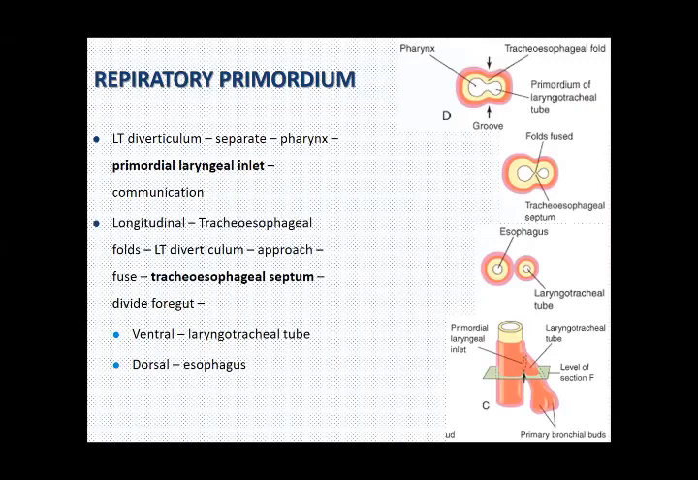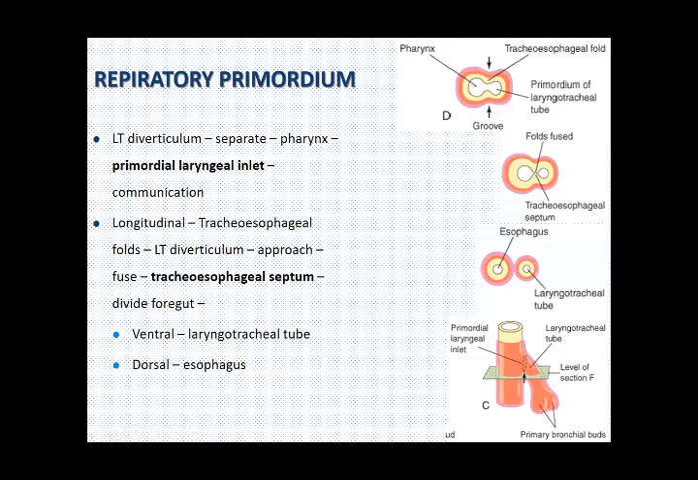अच्छा जी, अब ये जो laryngotracheal diverticulum जो था, पहले तो ये was a long communication. Then as it grows down, the communication becomes narrow. So the communication between the foregut and the respiratory diverticulum या laryngotracheal diverticulum, this communication becomes narrow, so that now two separate tubes are formed. Dorsally foregut पड़ी होगी and ventrally respiratory diverticulum पड़ा होगा.